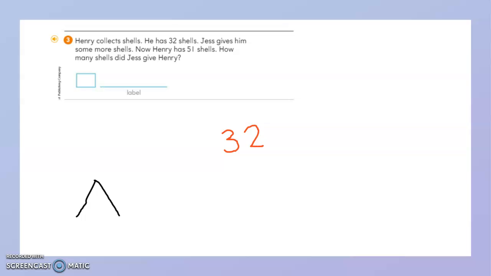Adding shells or subtracting shells? Giving him more sounds like adding. It says that she gives him some more. Is some a number? Nope. That's our unknown. And it tells us now he's got 51. Equals 51.